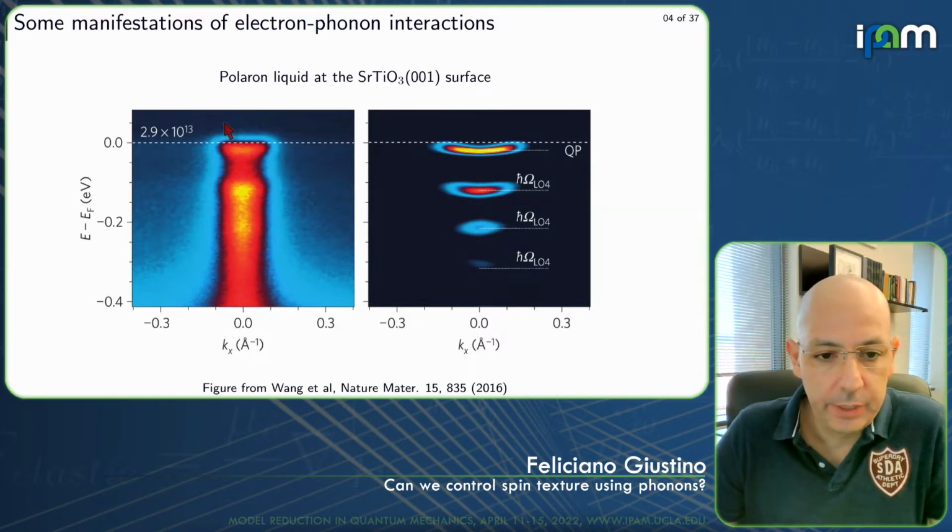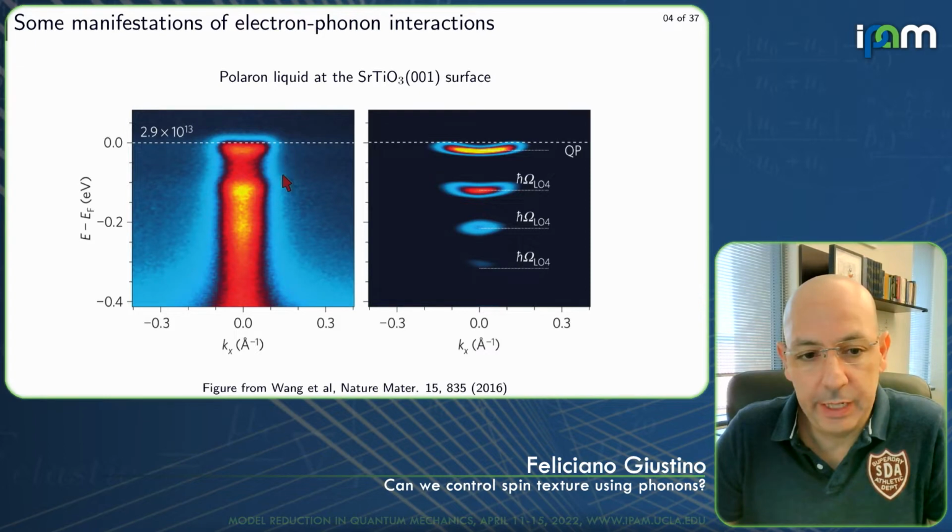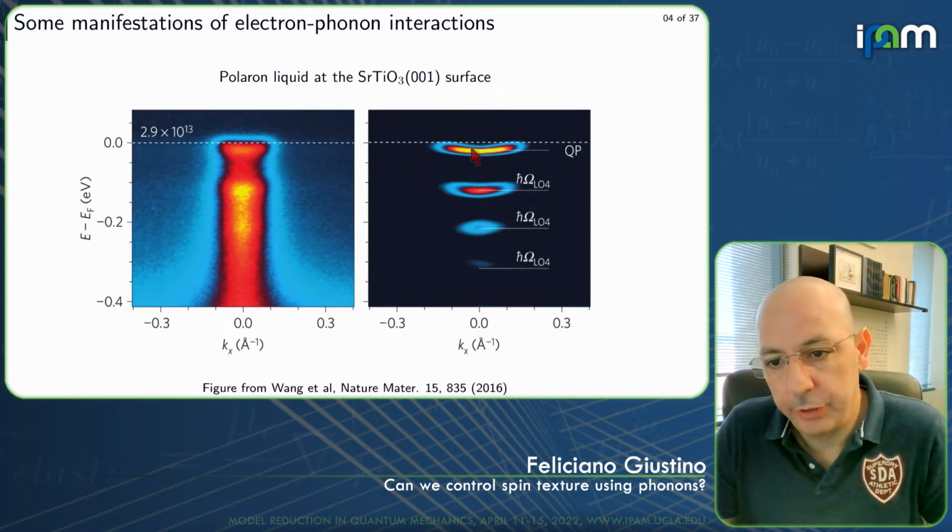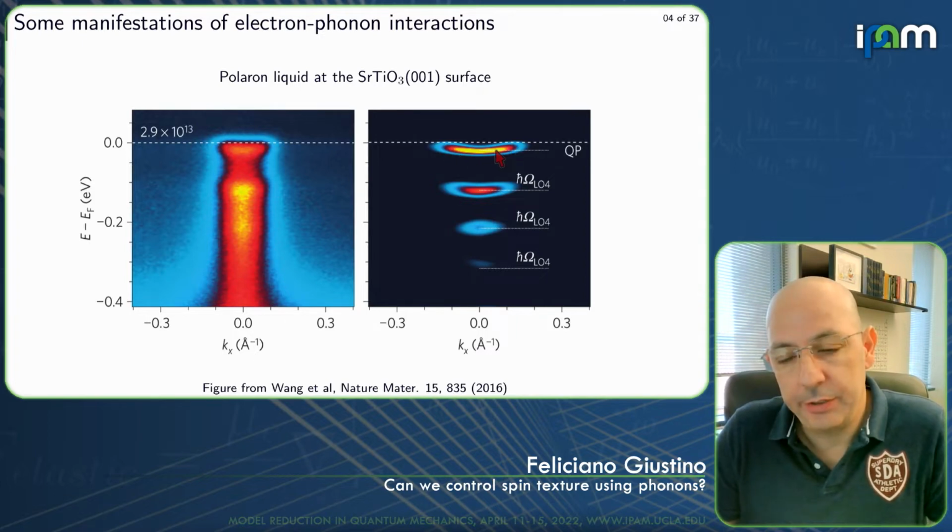This is a little bit messy to analyze, but what people typically do in this community is extract the curvature in this plot, and that's what you see on the right. The first little parabola, this segment of parabola that I'm pointing at, is essentially the bottom of the conduction band of this oxide.